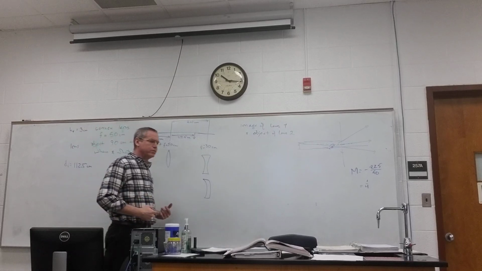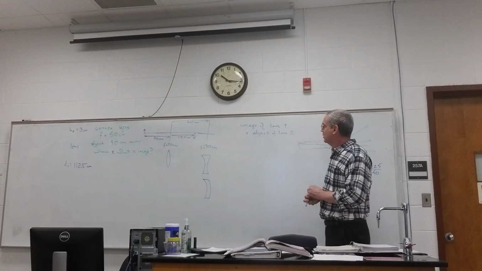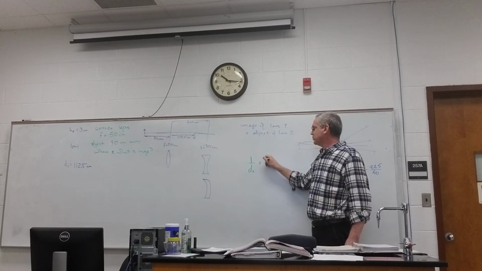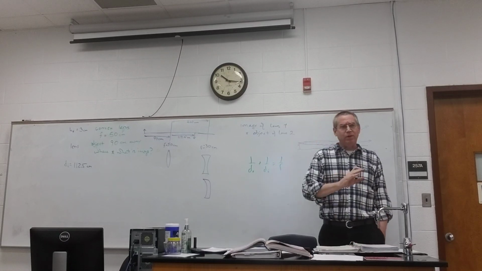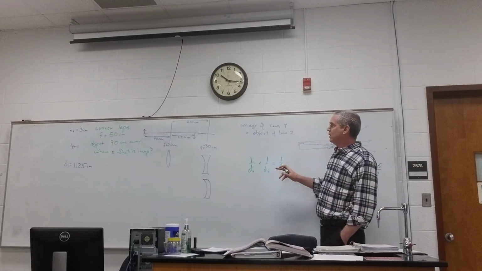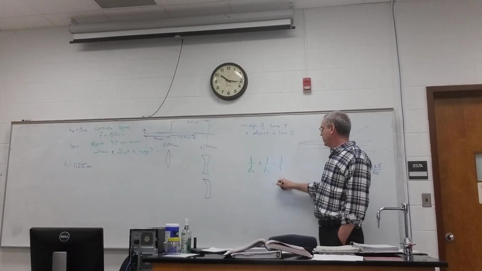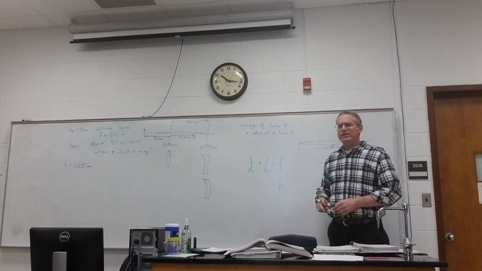So now we go about solving this for the second image. Again, we have 1 over the object distance plus 1 over the image distance equals 1 over the focal length. We're dealing with image 2 now. The focal length is negative 30, so I got 1 over negative 30. What is the object distance?